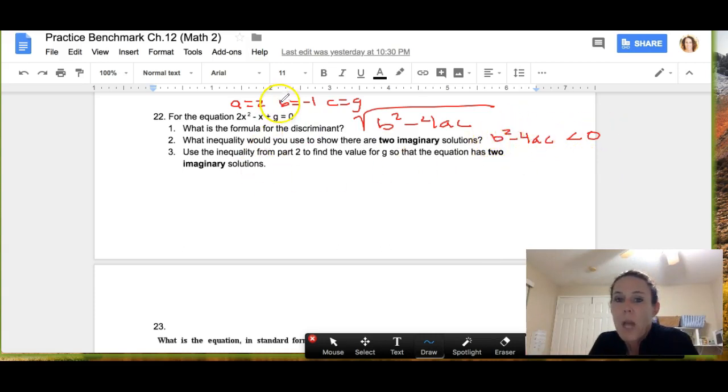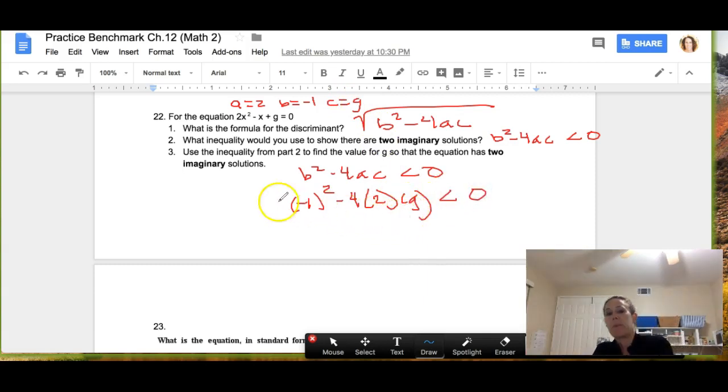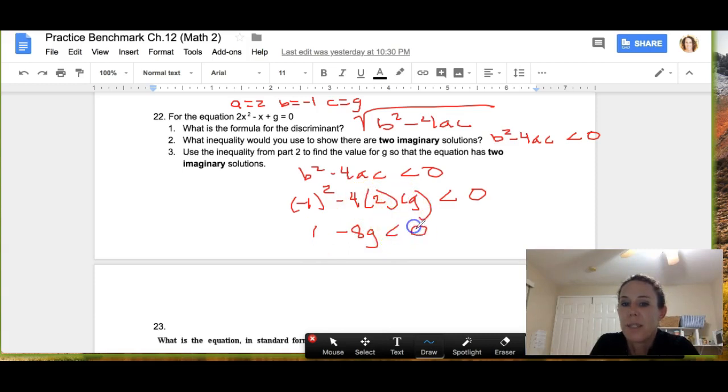So I plug it in. I'm going to go b squared minus 4ac, and I want that to be less than 0. My b value is -1, and I'm going to square that, minus 4 times my a value, which is 2, times my c value, which is g. Now I'm going to solve for g. -1 squared is 1. -4 times 2 is -8, times g is -8g. So this becomes 1 minus 8g, and that has to be less than 0.